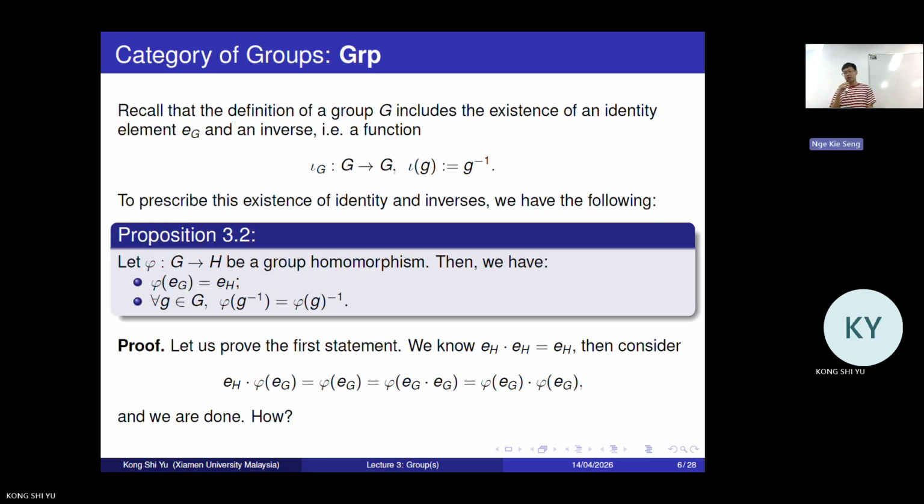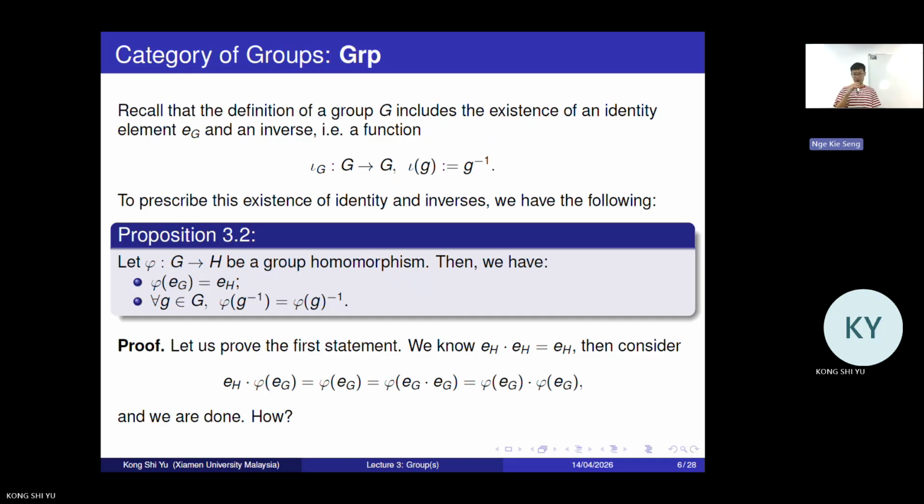Now recall that the definition of a group G includes the existence of an identity and inverses. I follow the book from the Algebra book. The inverse is defined as a map from G to G that sends g to g inverse. Then we have one proposition that preserves the existence of identity and inverses after you apply the group homomorphism. I think Jimbo skipped the proof, right? So we can prove it now.